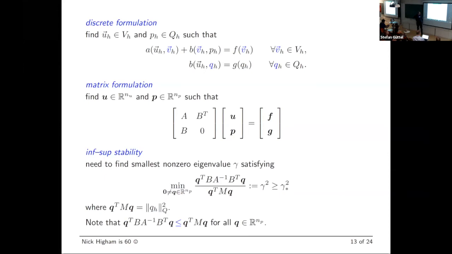Now, in the Stokes sense, the upper bound is kind of for free. It comes from the continuous problem, but the lower bound is not. So you have an eigenvalue problem you can compute on any given mesh, which tells you gamma or gamma squared. Okay. But what we need to do in the software is compute this on the fly. So how can we do that?